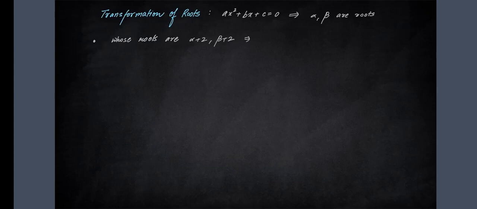In this case you can solve without any calculation. Just replace x by x minus 2. So the equation becomes a(x minus 2) whole square plus b(x minus 2) plus c equal to 0. The roots of this equation will be alpha plus 2 and beta plus 2.